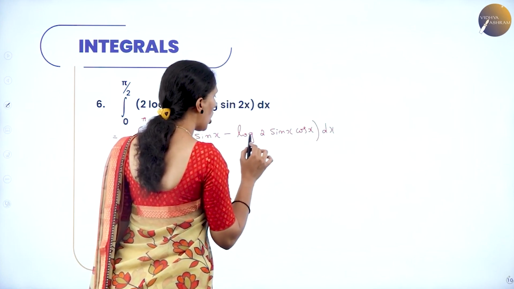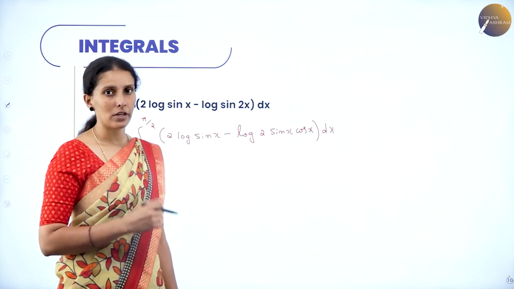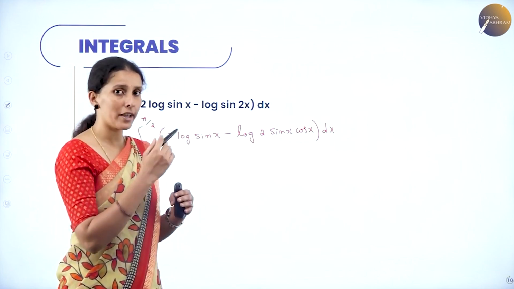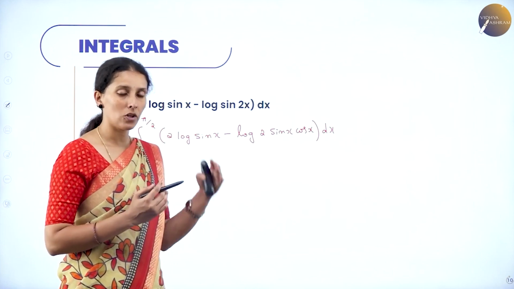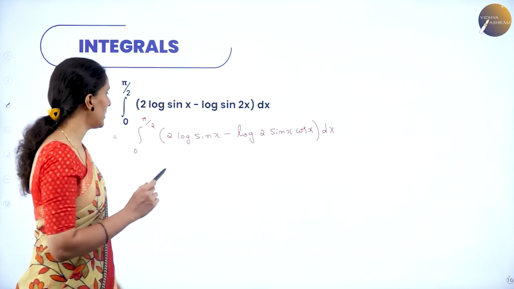Now here we have log xyz. So we know that log xy can be written as log x plus log y. Similarly, log xyz is log x plus log y plus log z. So using the properties of logarithms, we can split this function.